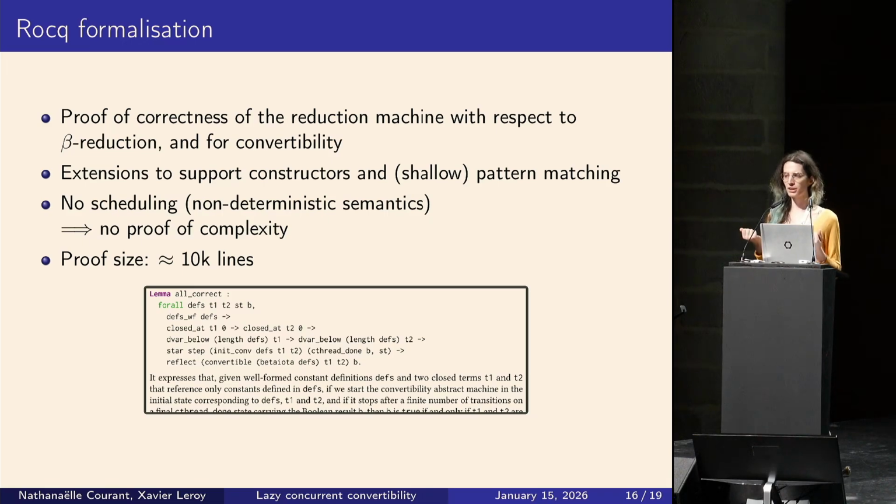We have done a formalization of the correctness of our algorithm. So we have proved that the reduction rules, which I have not shown, and the convertibility rules are correct with respect to beta and delta reduction. We have extensions to support constructors and shallow pattern matching, but we do not formalize the scheduling, so we do not have a formalized proof of complexity. All in all, the proof is about 10,000 lines, so it's a moderately sized development. And it gives confidence in the correctness of our algorithm.